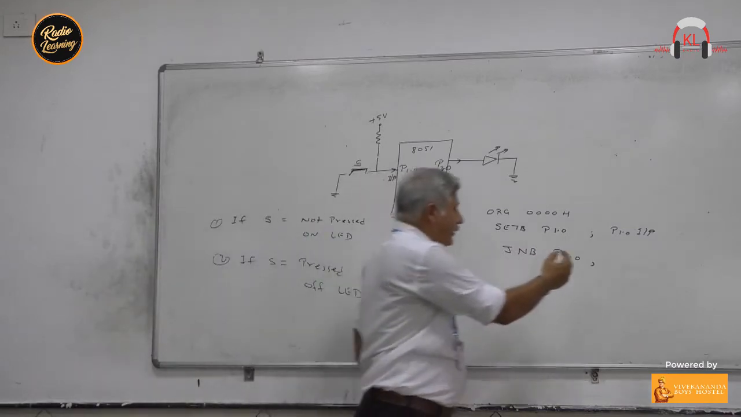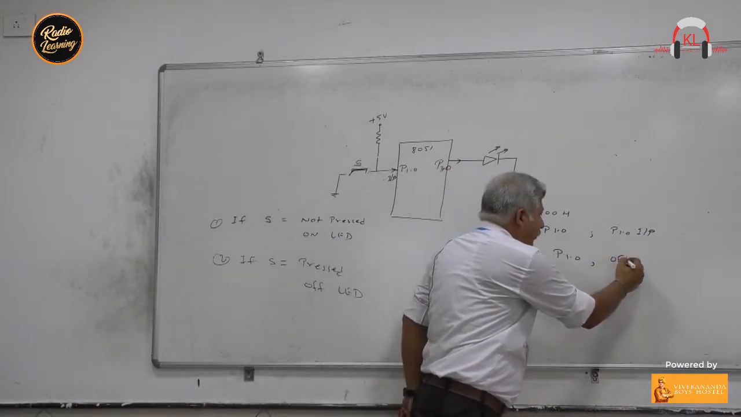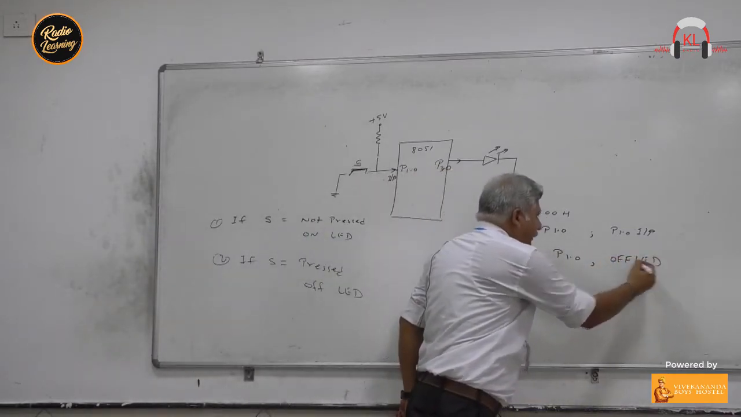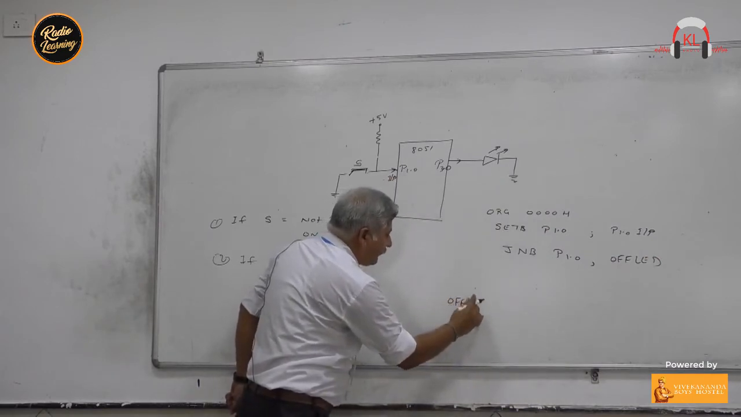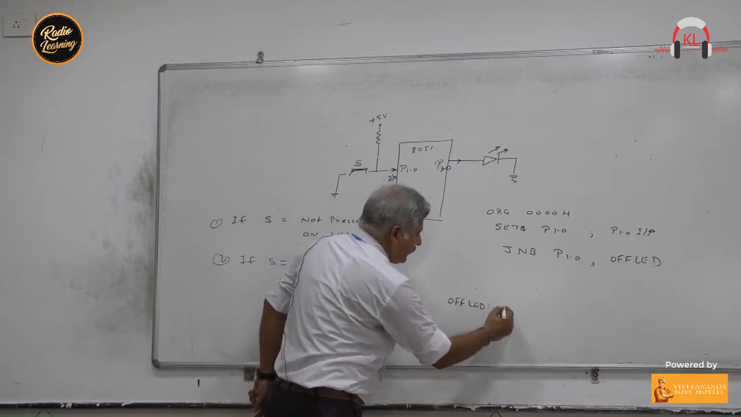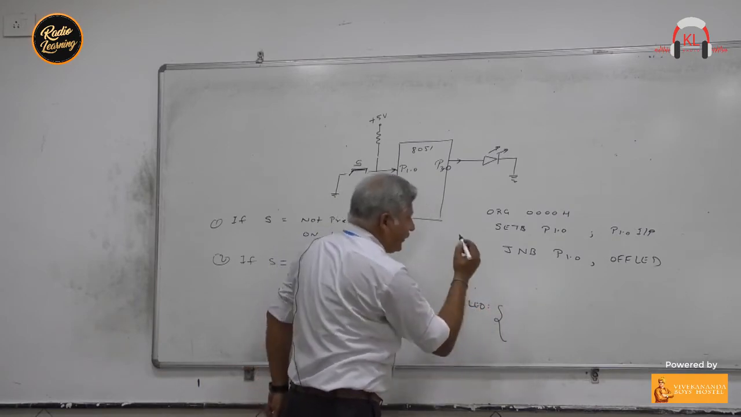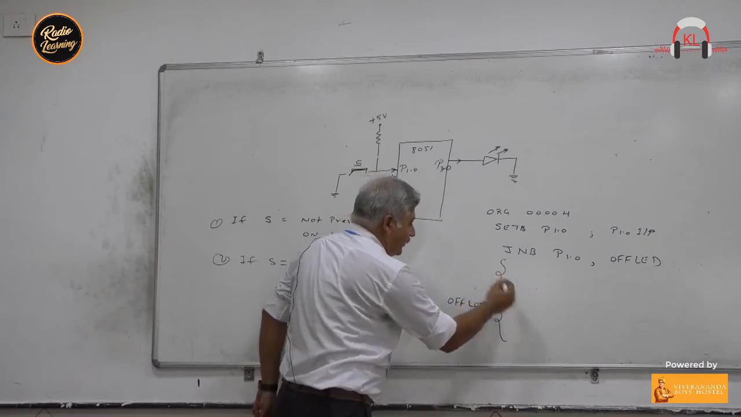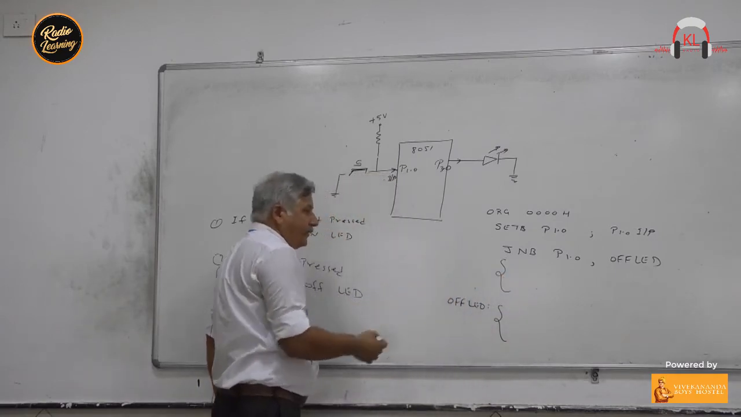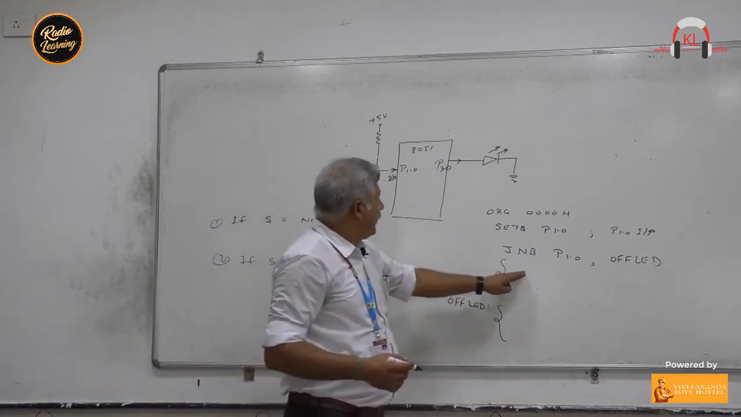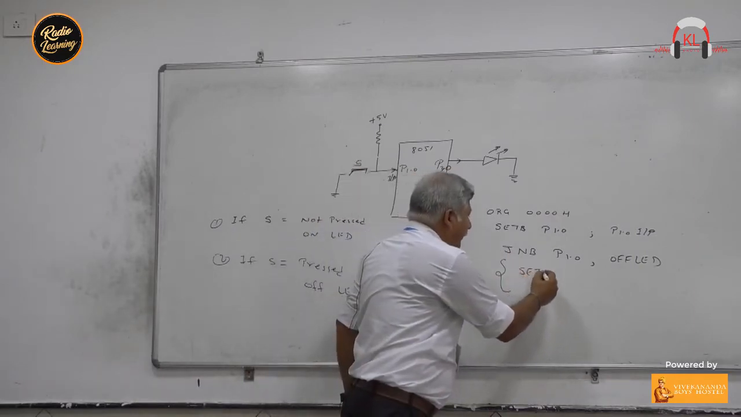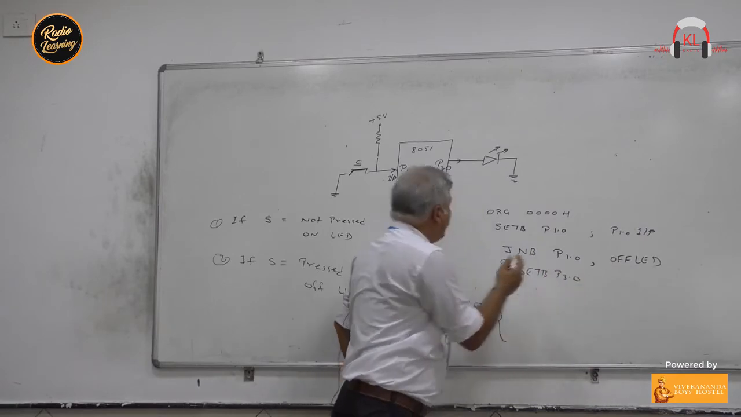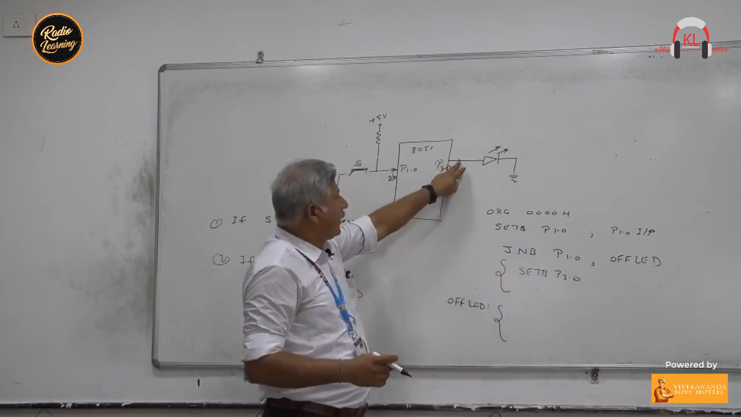The program at the location of the LED. This is the off LED label, right? So here I will write the instruction to turn off my LED, and here I will write the instruction to turn on my LED. To turn on the LED, SETB P3.0. Make this pin 1.